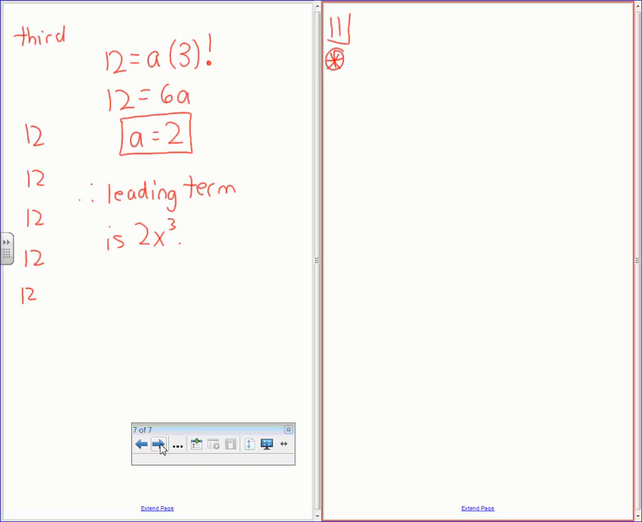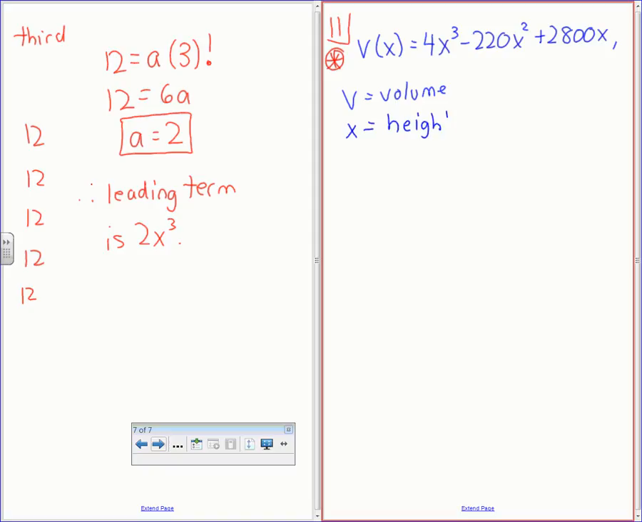the volume V in cubic centimeters in a collection of open top boxes can be modeled by V of x equals 4x cubed minus 220x squared plus 2800x. This may look familiar to you from the warm-up, where V equals volume and x equals height in centimeters. Graph V of x.